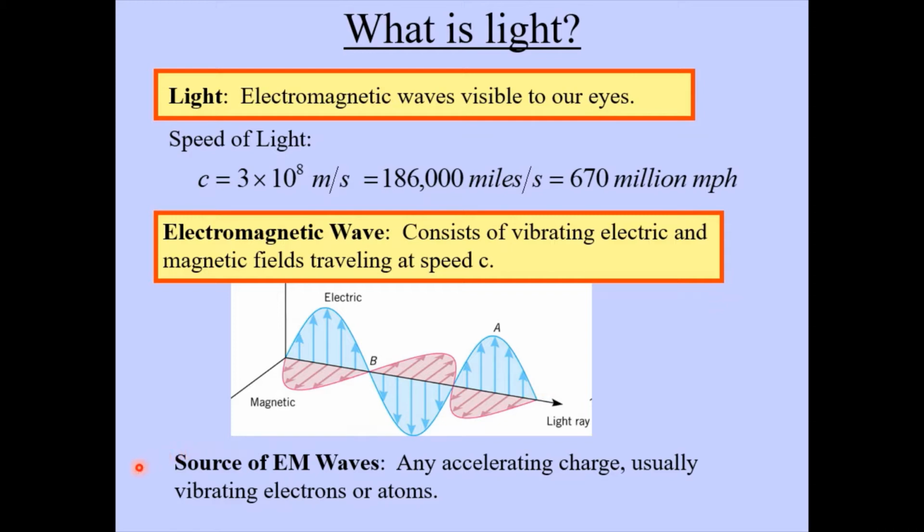Now, where do electromagnetic waves come from? They come from accelerating electric charges, and usually this is coming from either vibrating electrons or atoms themselves. We'll look at the source and the origin of light in a little more detail when we study atoms in the next chapter, and we'll see how an atom can produce light.